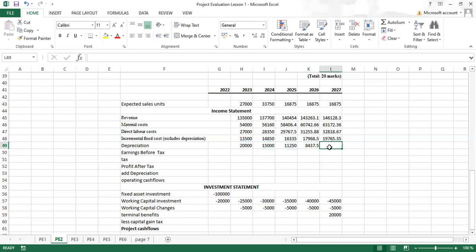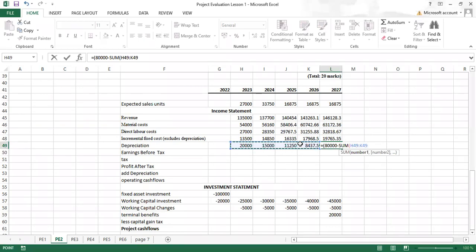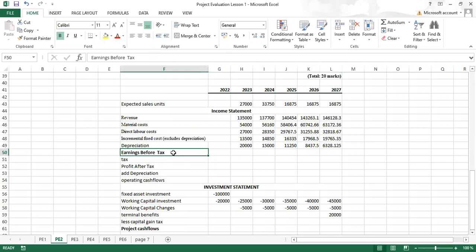Now we go to the last year, equals, open bracket, 80,000 minus sum of. Just key in sum, then press tab. If you are doing it with me, times 0.25, control enter. So that's the depreciation. So we come to the earnings before tax. Let me do this. Control B to bolden.